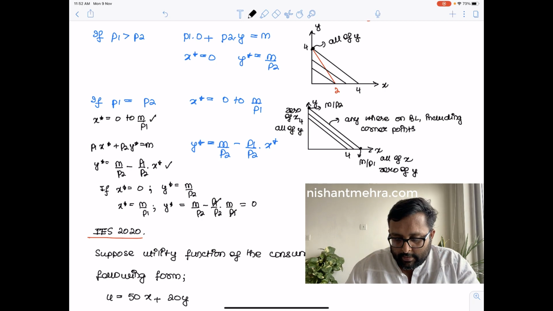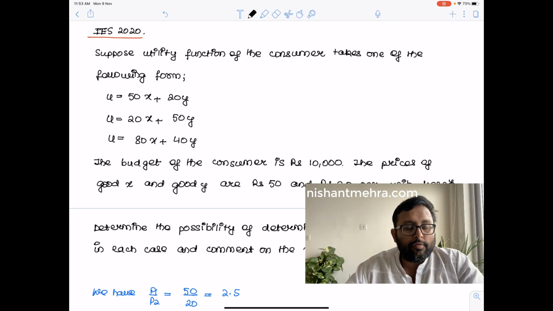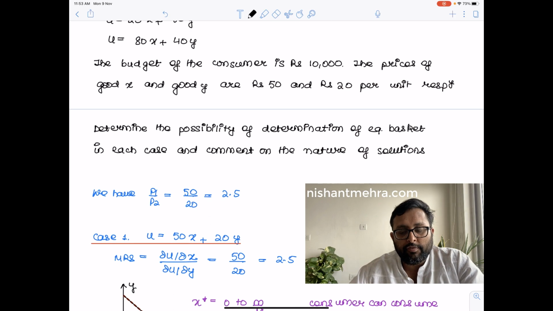Right? That's there. Okay, there was a question which came in IES 2020 paper. Suppose the utility function of the consumer takes one of the following forms: 50x plus 20y, 20x plus 50y, 80x plus 40y. The budget of the consumer is 10,000. The prices of good X and good Y are rupees 50 and rupees 20 per unit respectively. Determine the possibility of determination of equilibrium basket in each case. You've done this question just right now.